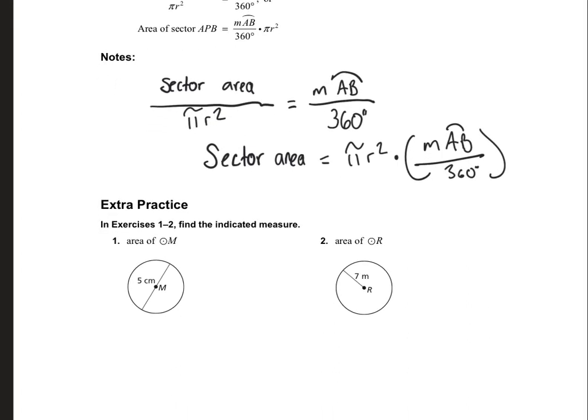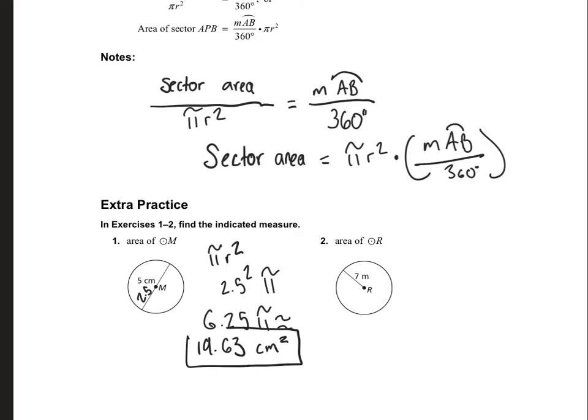So, area of circle M. For circle M, they don't provide us a radius. But like I've said before, we have to know that the radius is half the diameter. So half of 5 is 2.5. According to our formula of area of a circle, pi r squared, you would get 2.5 squared multiplied by pi. 2.5 squared is 6.25, times pi. If you put this in the calculator, you get about 19.63 centimeters. Make sure you add the square symbol to signify that it's 19.63 centimeters squared.